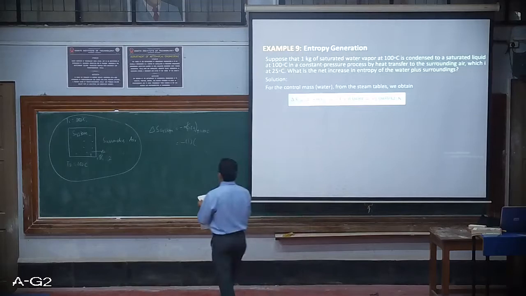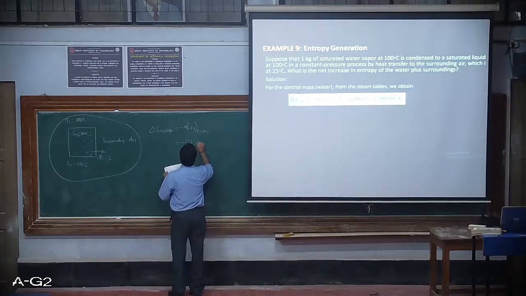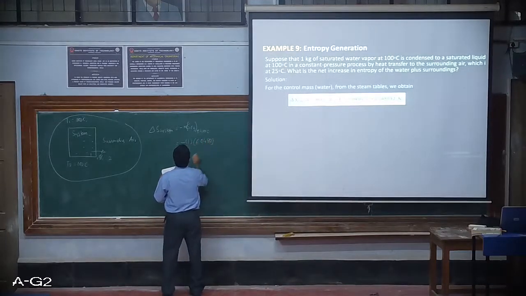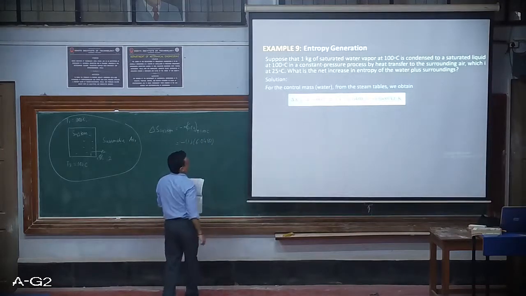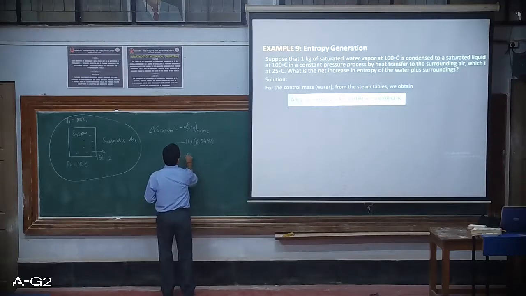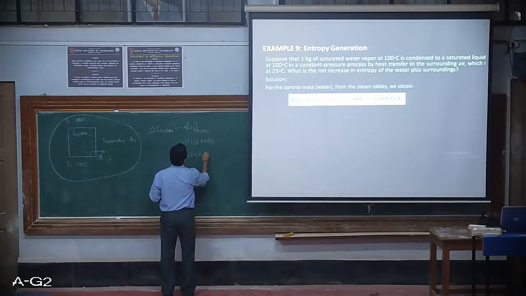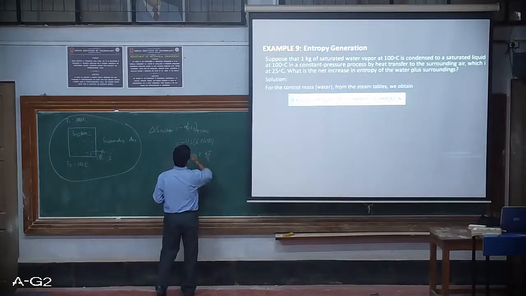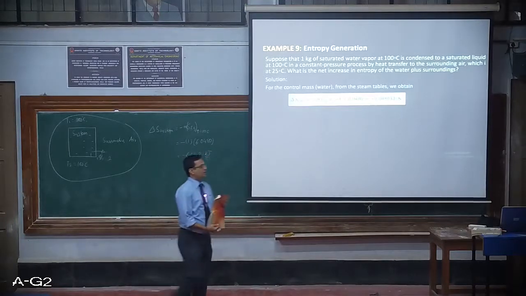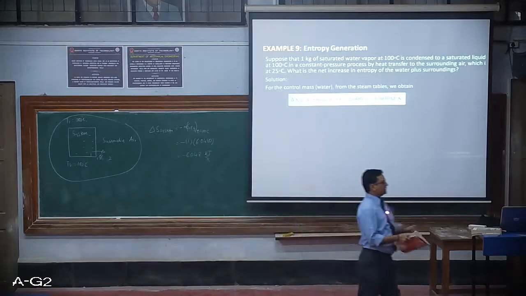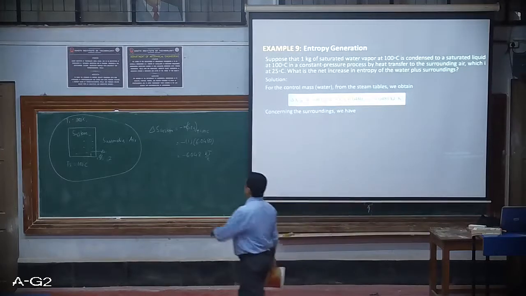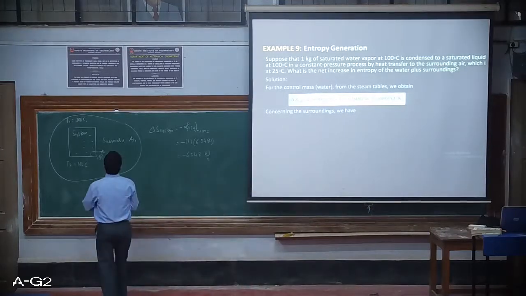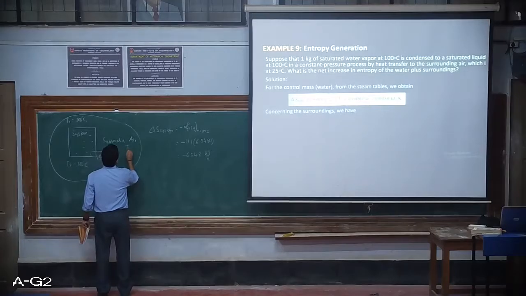It is 6.0480 kilojoule per kg Kelvin multiplied by 1 kg. So that will give the total value as minus 6.048 kilojoule per Kelvin. Now this is the amount of entropy that is lost. How much is gained then? Concerning the surroundings, that is the surrounding air, it is at a temperature of how much? T air is at 25 degrees Celsius.